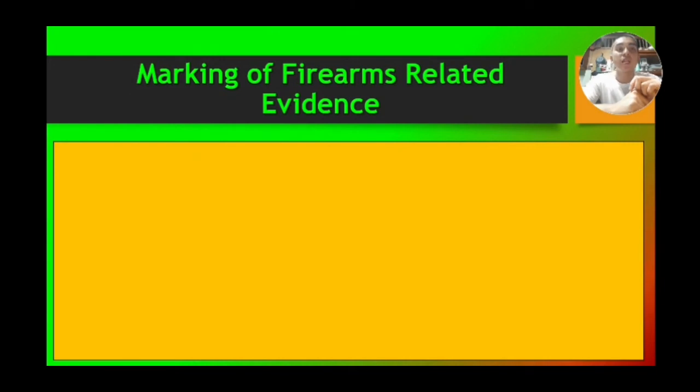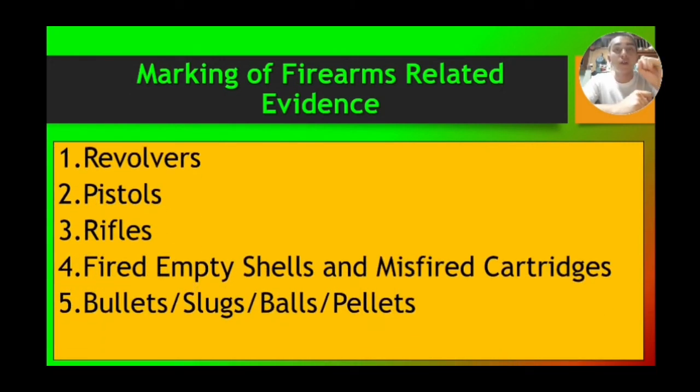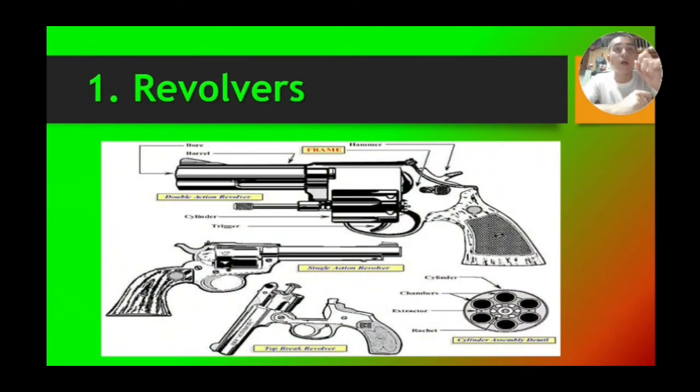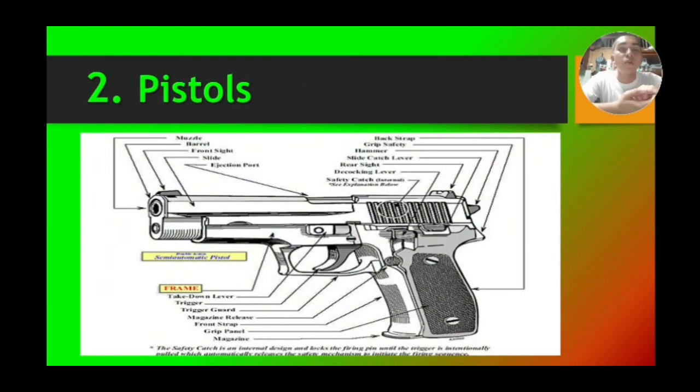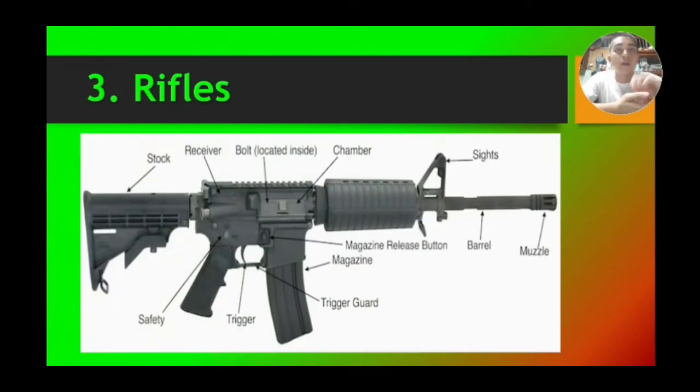Marking of firearms-related evidence, such as revolvers, pistols, rifles, fired empty shells, bullets, slugs, balls, or pellets. Here is the way on how to mark weapons. First, a revolver must be marked in the barrel, frame, butt, and cylinder. Second, a pistol must be marked in cylinder, magazine, and barrel. Third, a rifle must be marked in barrel, frame, magazine, and bolt or slide.